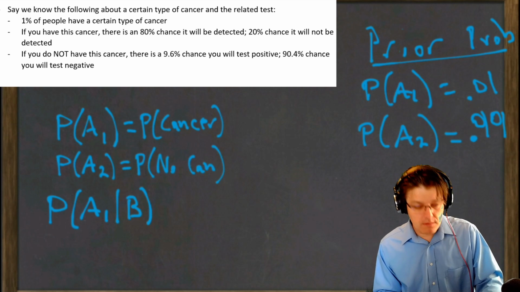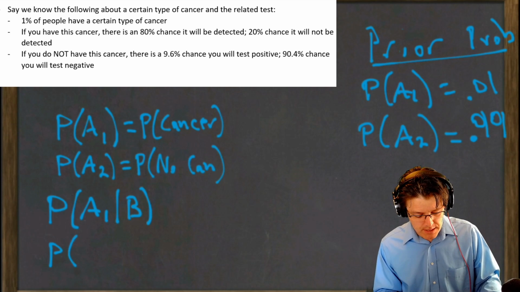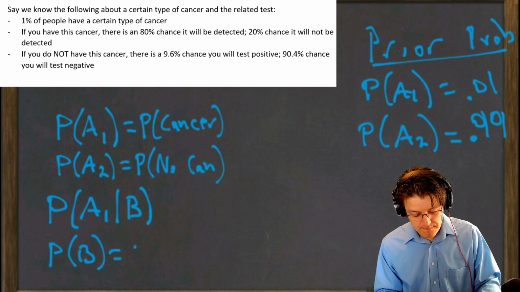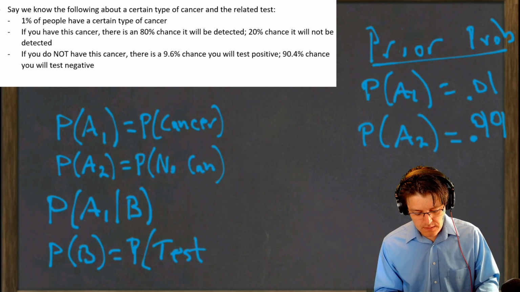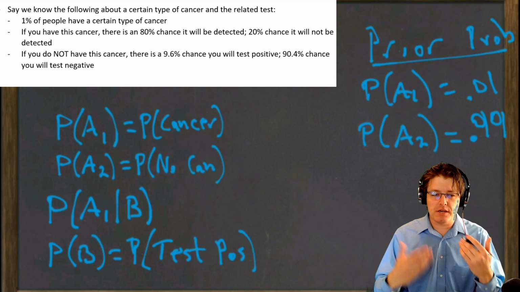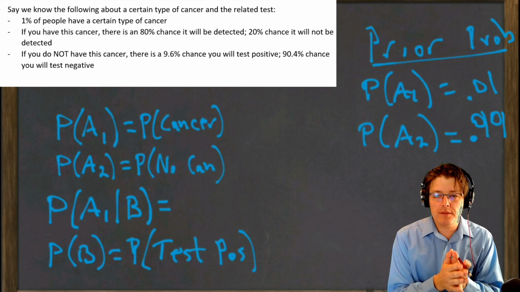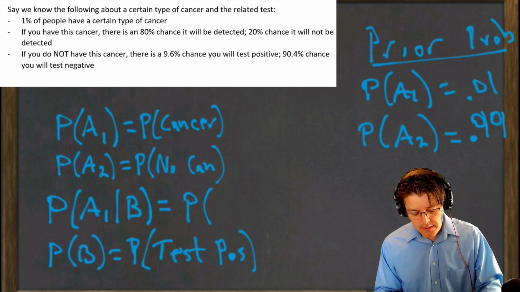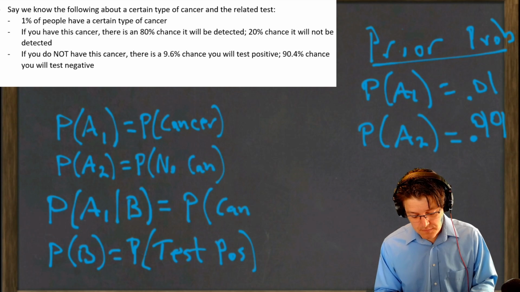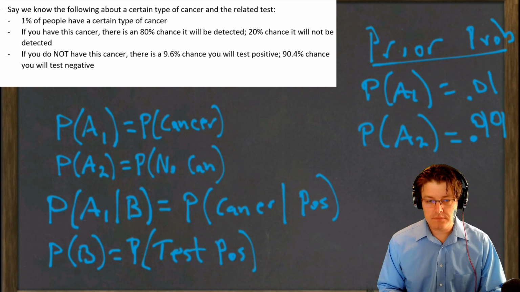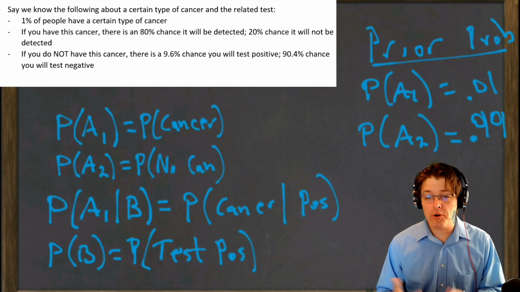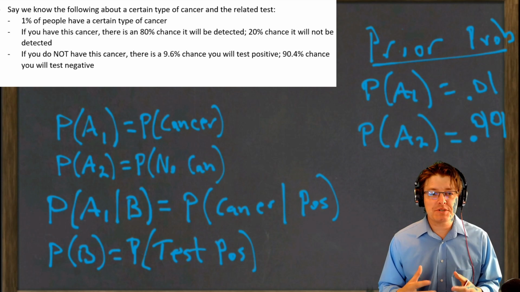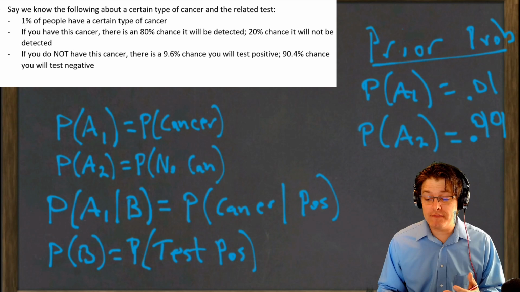So maybe I'll just make note. The probability of B is the probability of having tested positive, just to remind ourselves that that's what we're dealing with. So the probability that we're now interested in is, what is the probability that you have cancer given a positive test? Okay, you got the phone call. How worried should you be? Well, as we'll see, this is going to depend on a lot of the numbers that we have laid out here.